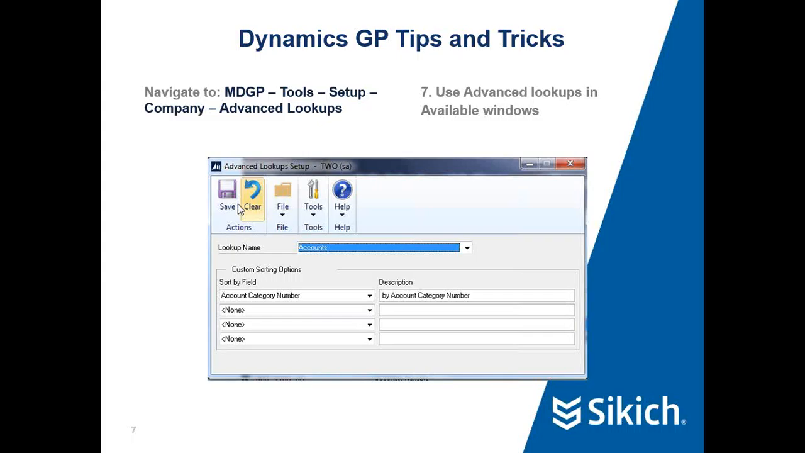So what are advanced lookups? Advanced lookups give you a way to set filters for different lookup windows. For example, this one I have is my accounts. So when you go into your account card and you click on the little magnifying glass next to the account number, out of the box it shows you the account number and the account description. Well, for you, you always use the category. You want to search for all of your cash accounts or all of your payables accounts. So you want to add that as a default advanced lookup.